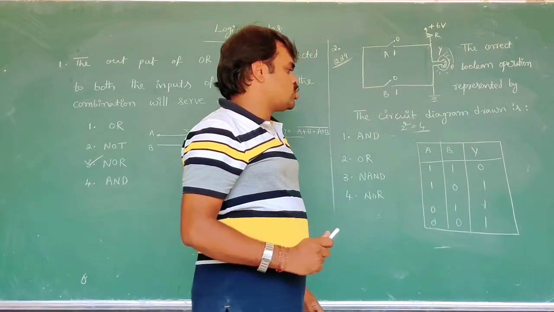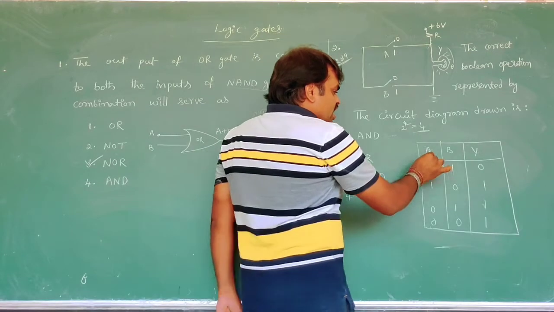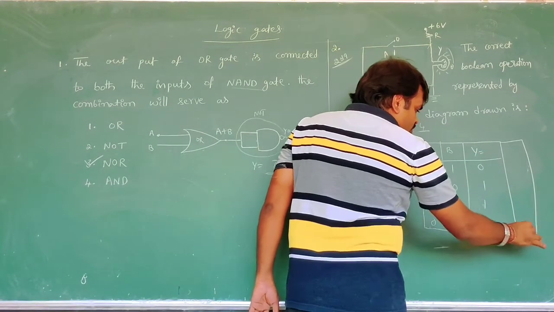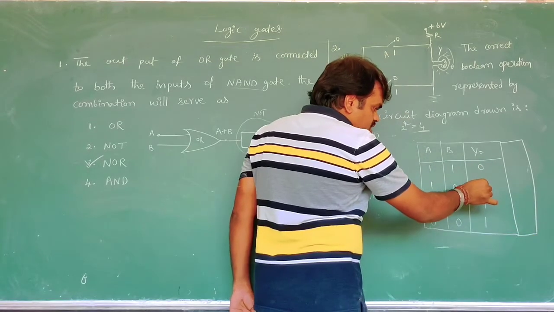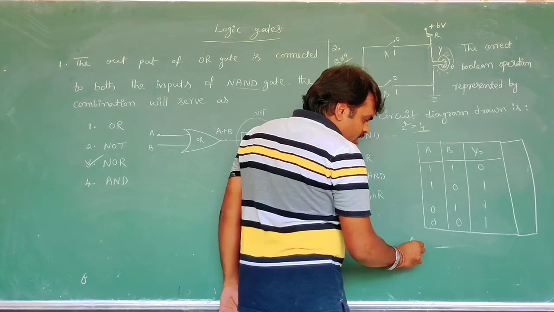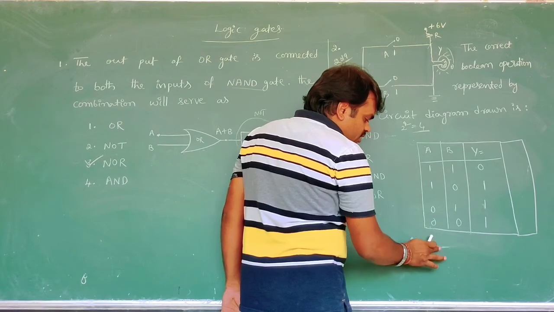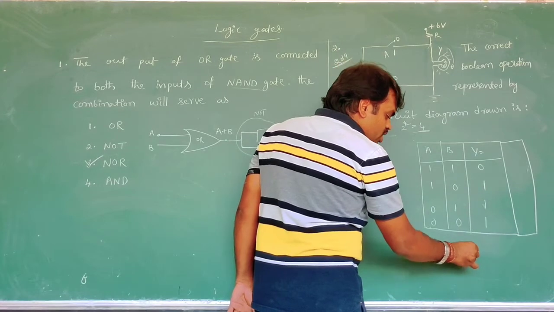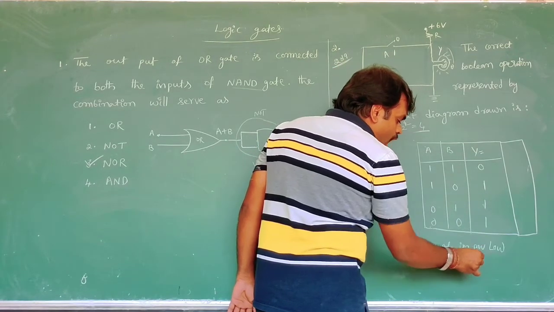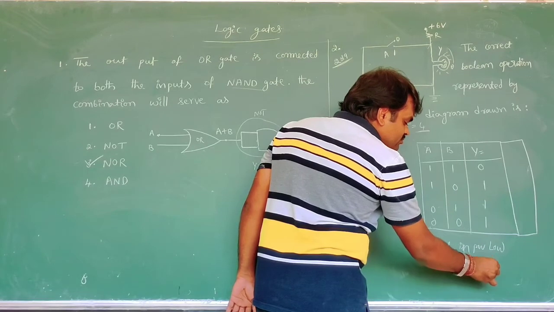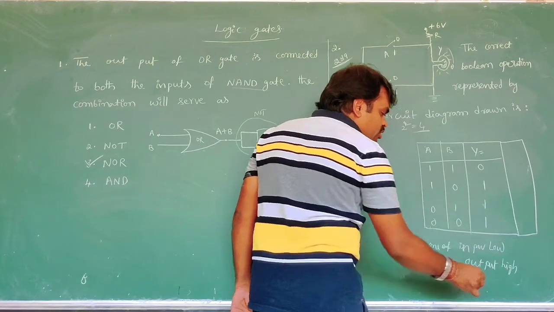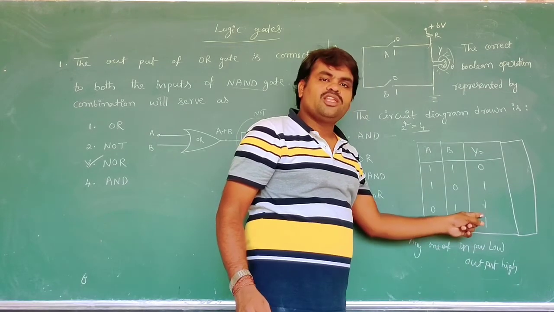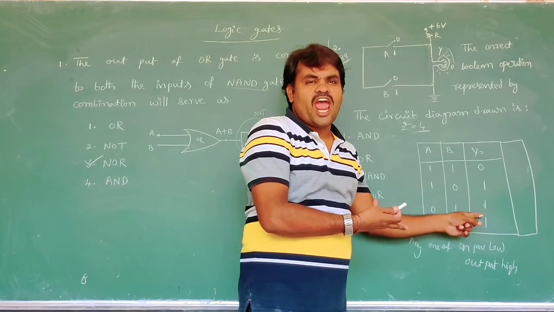Now what does this belong to? You can see that for all inputs, when any one of the inputs is low, the output is high. That belongs to the NAND gate.